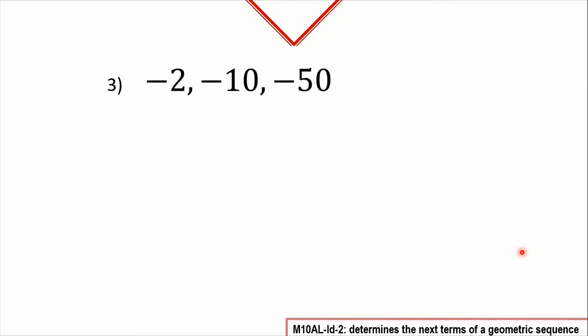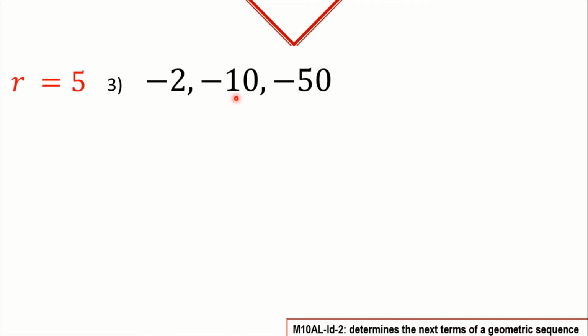Let's have the next set of examples. -2, -10, -50. Para makuha ang common ratio, second term divided by first term. -10 divided by -2. So, pagka magkapareho ng sign, parehong positive, parehong negative, the answer is always positive. So, -10 divided by -2 is positive 5. Ganun din ang -50 divided by -10. Positive 5 pa rin yun. So, the common ratio is 5.